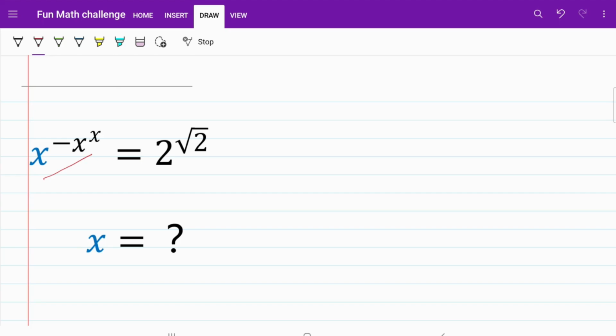In any event, let's begin. In the following question, we are given x to the power of negative x to the power of x is equal to 2 to the power of square root of 2, and we are going to be solving for x.